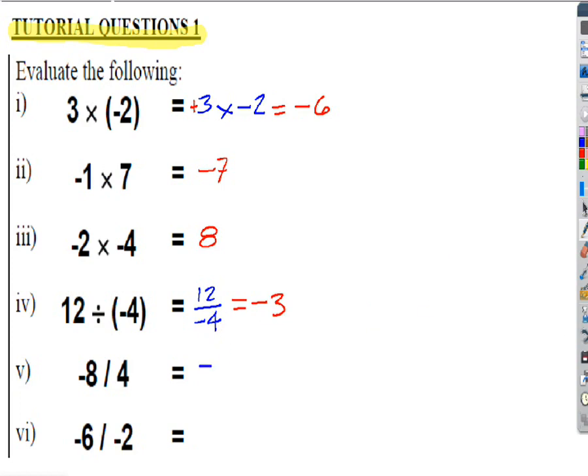Question 5, we have negative 8 divided by positive 4. Again, dividing unlike signs, we will get a negative sign, so that becomes negative 2. And finally, negative 6 divided by negative 2, we're dividing like signs, we'll get a positive result there, so that will be positive 3. 6 divided by 2 is 3.